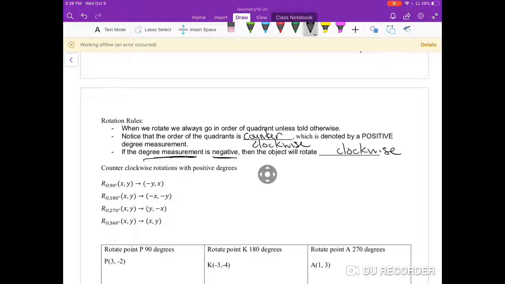All right, I'll actually scroll through the packet and I'll show you an example. So here are the four formulas that you need to know. These are all counterclockwise rotations with positive degrees. So if the question just tells you to rotate a figure 90 degrees, use one of these formulas, or use the correct formula. So that's what we're going to focus on. I'm going to show you how to use three of these formulas in three examples, and then we'll come back and talk about when it's counterclockwise, when it's clockwise, and things like that.